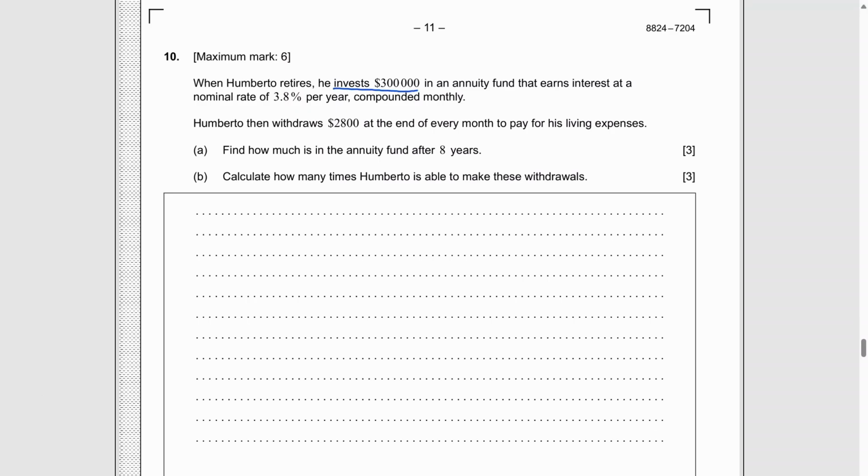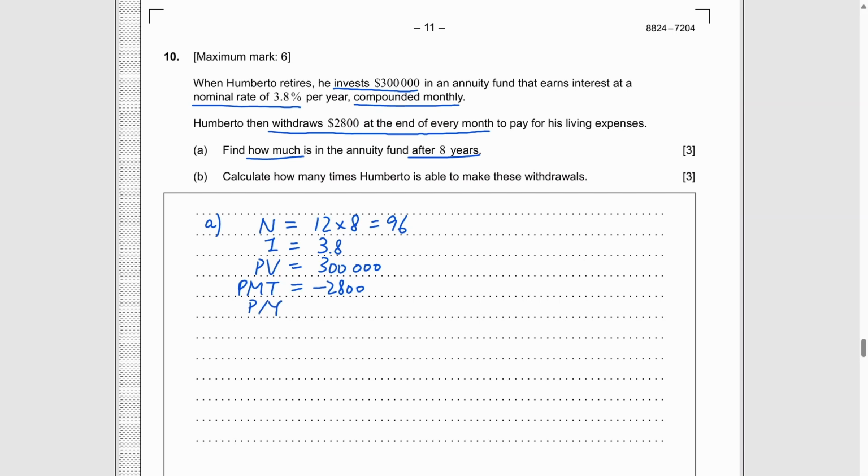Question 10. A regular payment question. What we need to do is just write down the terms we need to input to the calculator carefully. N, number of terms, is just 8 years times 12, which is the number of months. I, interest rate, present value, PMT, PY, and CY. With all this, we get the future value. Then for B, just set FV to be 0 and find N.